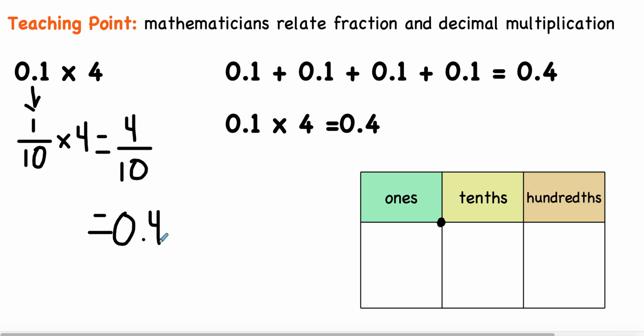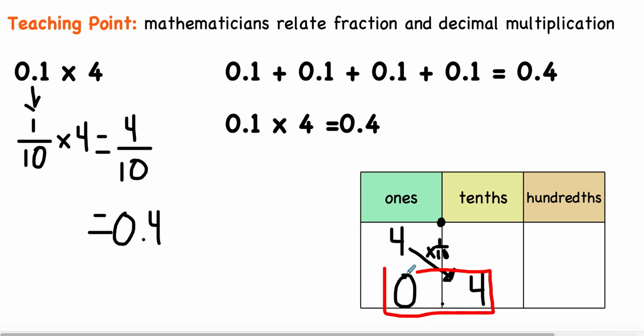I could also use a place value chart. And I could put my 4 down, which would be in the ones place. And then if I'm multiplying by 1/10, I've learned all the way at the beginning of the year that I bring the 4 over into the tenths place to show that it's times 1/10. And now I have a 4 in the tenths place, and I have to put my 0 and a decimal point, and I get 0.4.